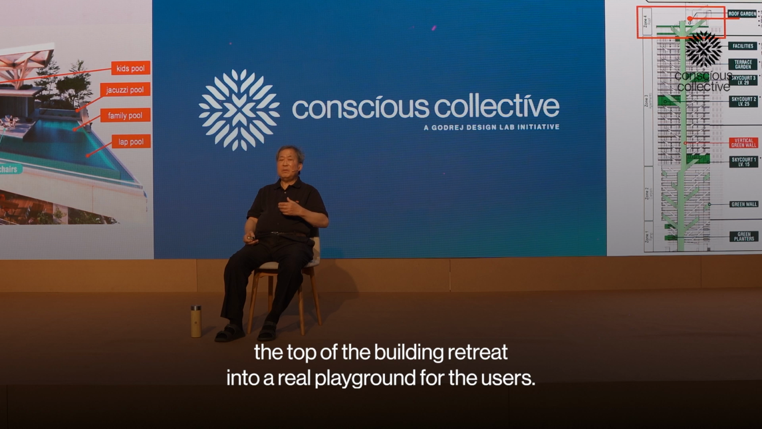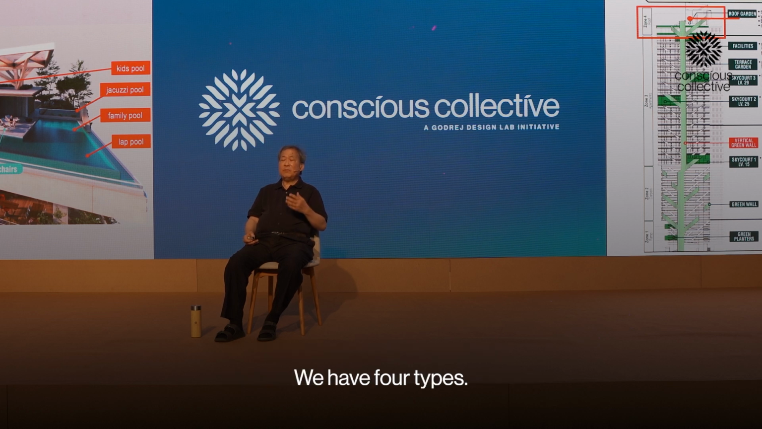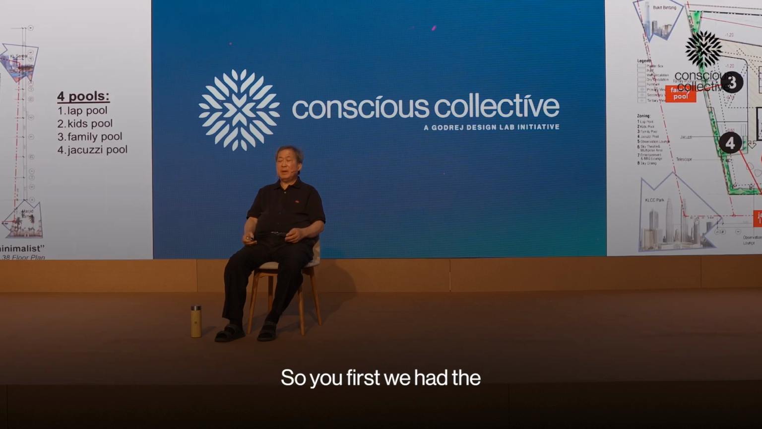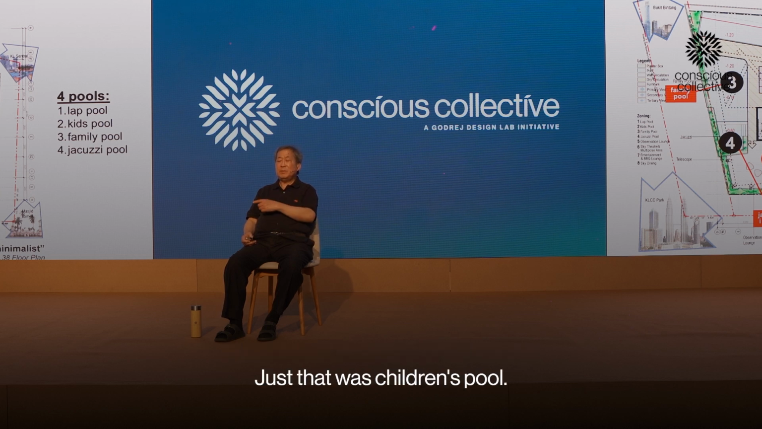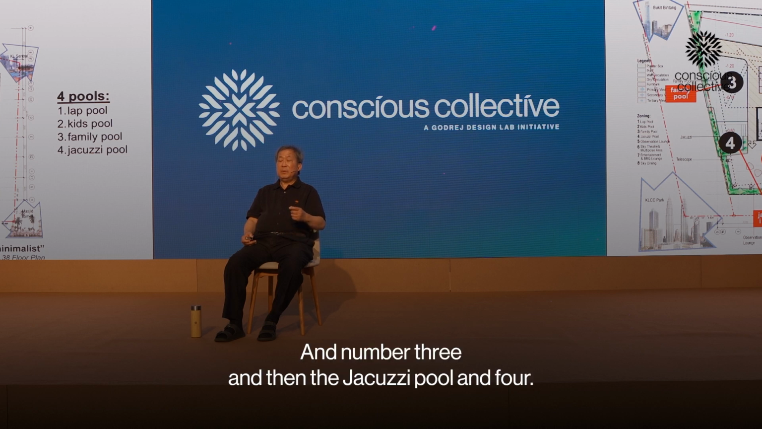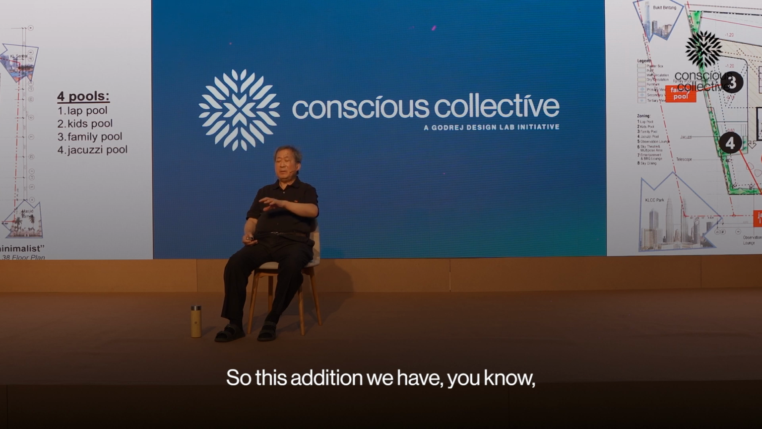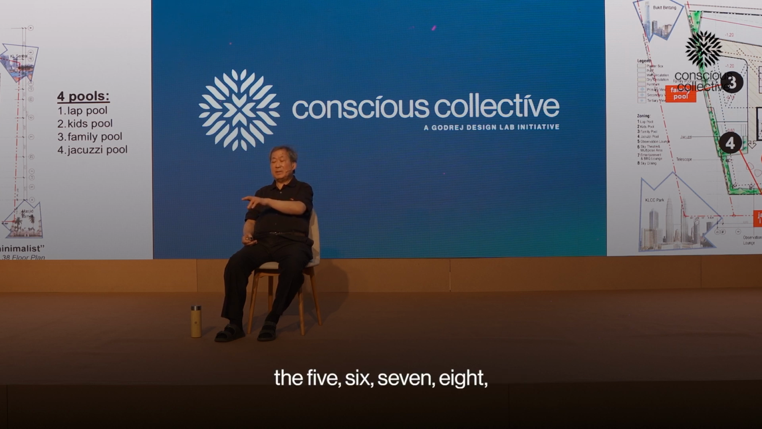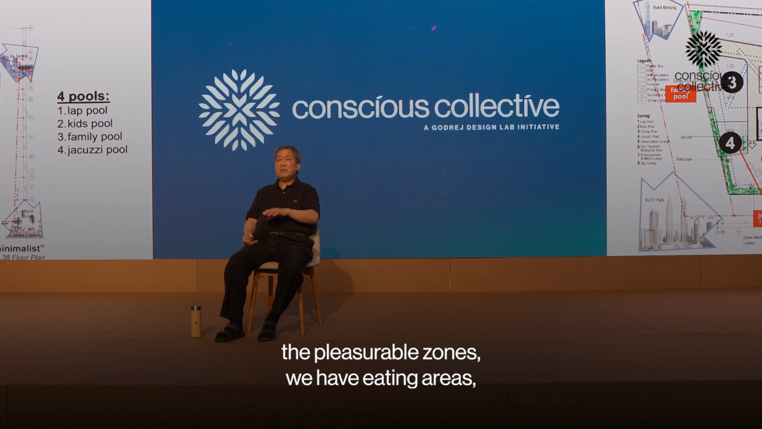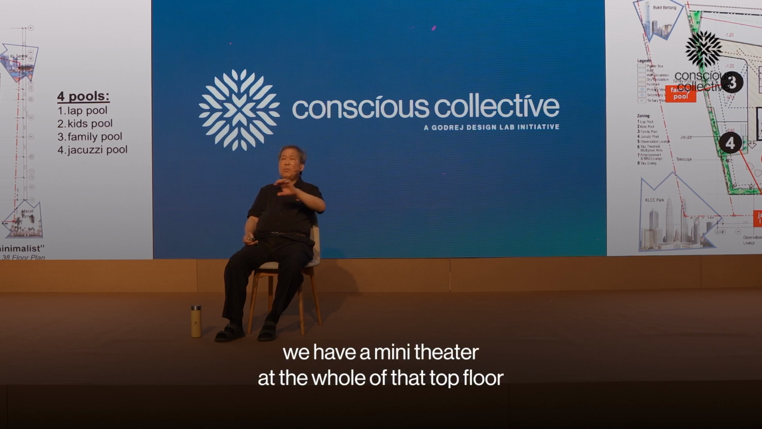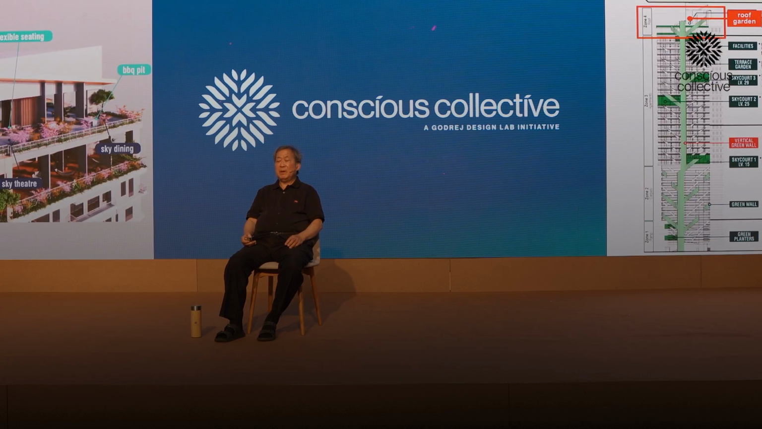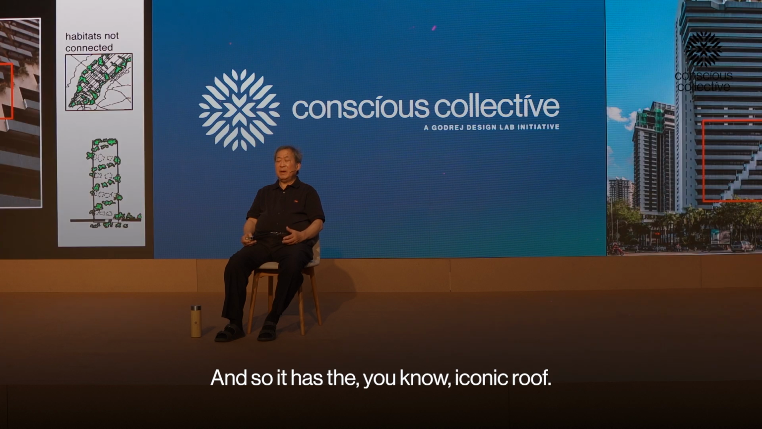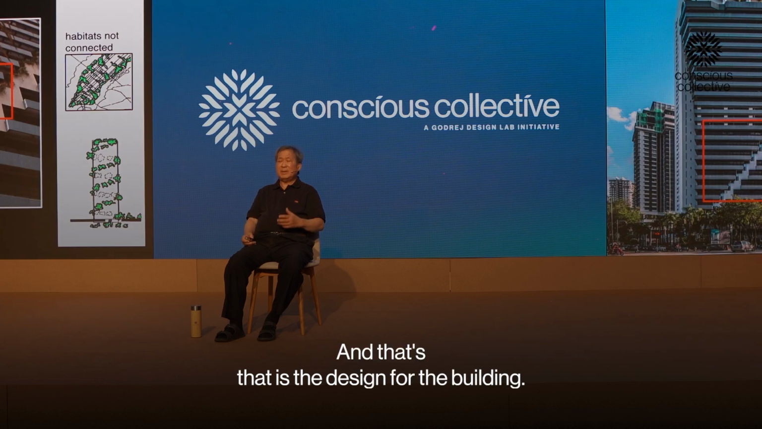The top of the building we create into a real playground for the users. We have 4 types of swimming pools. We have the lap pool, which is number 1. We have the family pool, which is the children's pool, at number 2. The family pool at number 3, and then the jacuzzi pool on 4. So this, then in addition, we have 5, 6, 7, 8 are the pleasurable zones. We have eating areas. We have a mini theaterette. The whole of that top floor became a recreational floor for people, and so it has the iconic roof, and that's the building. That is the design for that building.